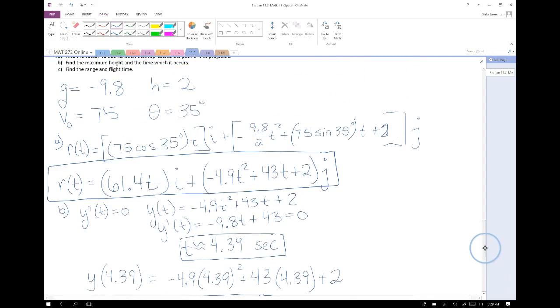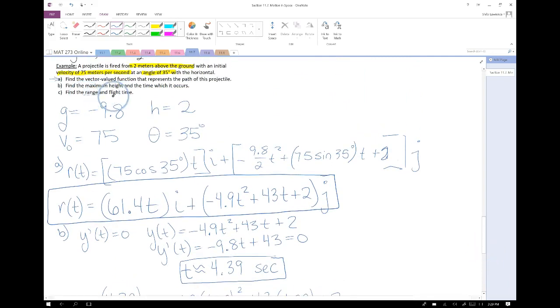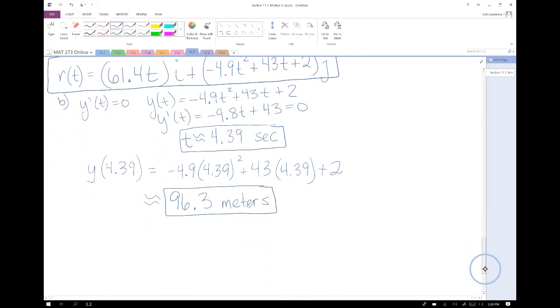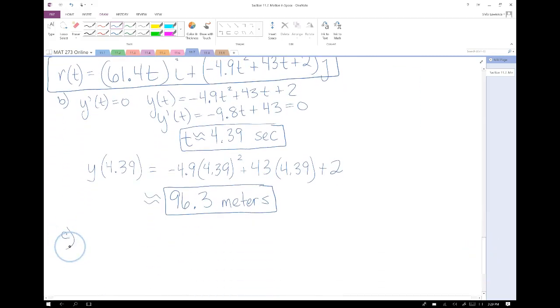So the second thing we're often asked to calculate is range and flight time. And just like part B, we're going to have to solve flight time first. If we know the time in which the projectile hits the ground, we can then take that time and plug it into our x function, because x tells us what is happening horizontally. So first we need to figure out when we're going to hit the ground. And if we're hitting the ground, that means our height is 0.